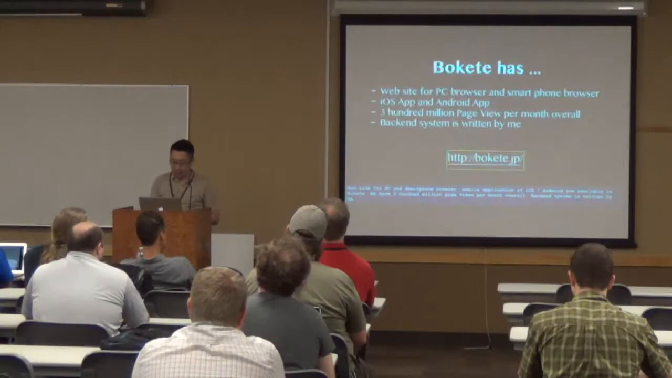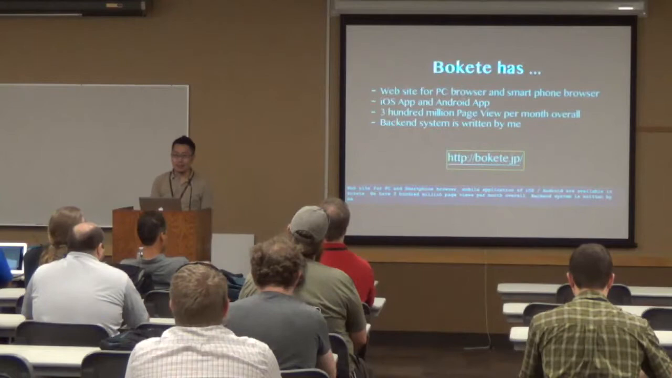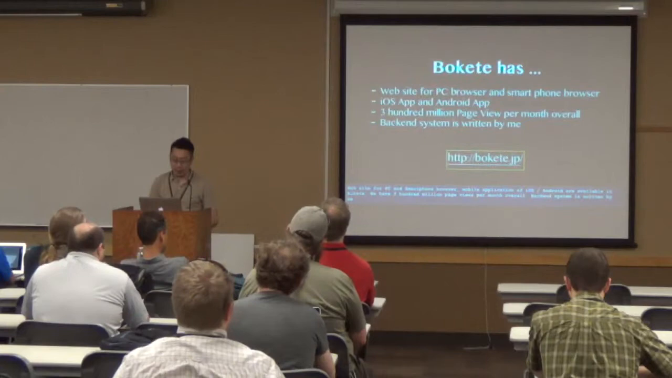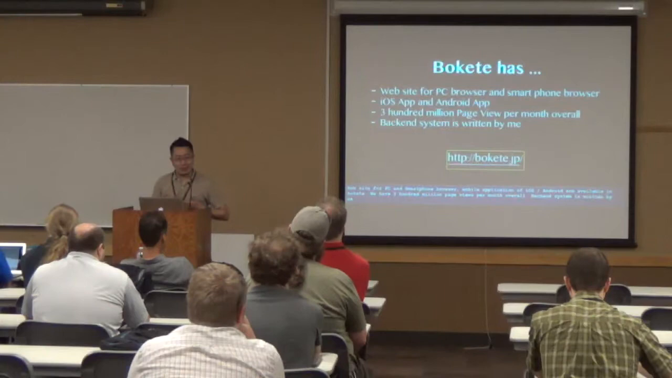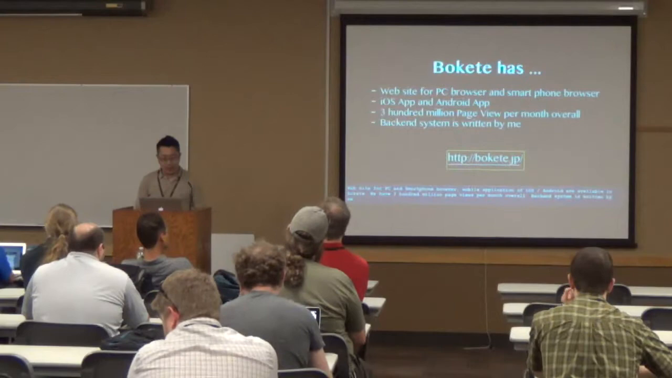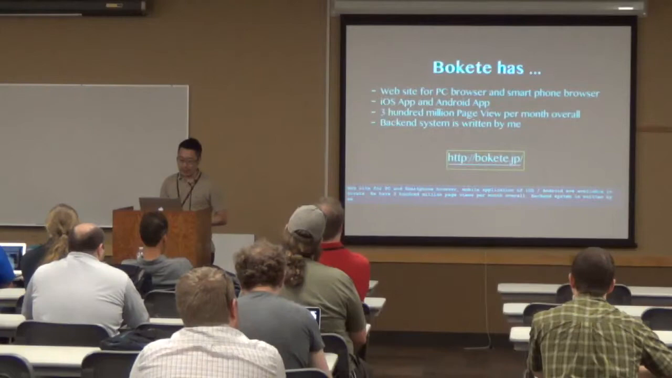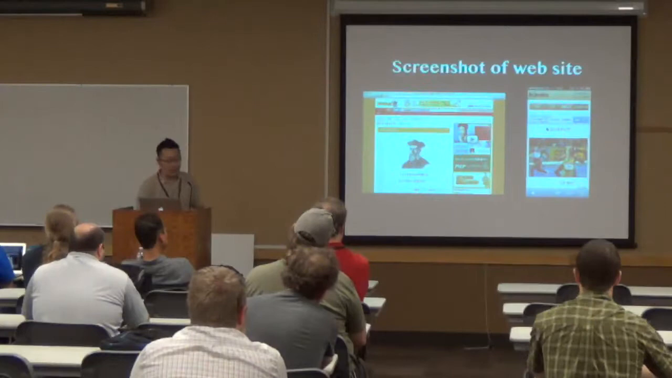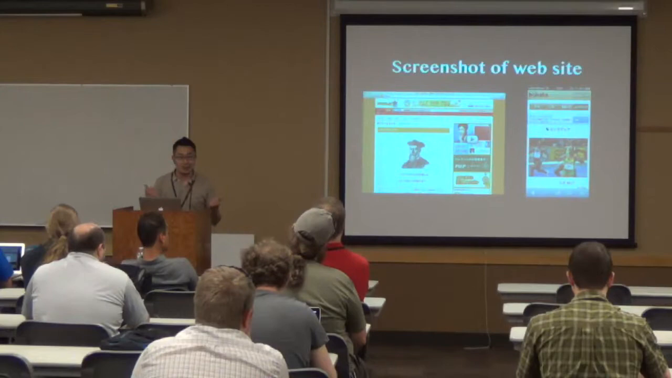Bokete has websites for PC browsers and smartphone browsers, an iOS application for iPhone, and an Android application. Now, Bokete is growing, with 300 million page views per month overall. It's very big traffic, and the back-end system is written by me. The website in Japanese is Bokete JP. This is a screenshot of the websites: right is the PC site, and left is the smartphone site. And these are the mobile applications.